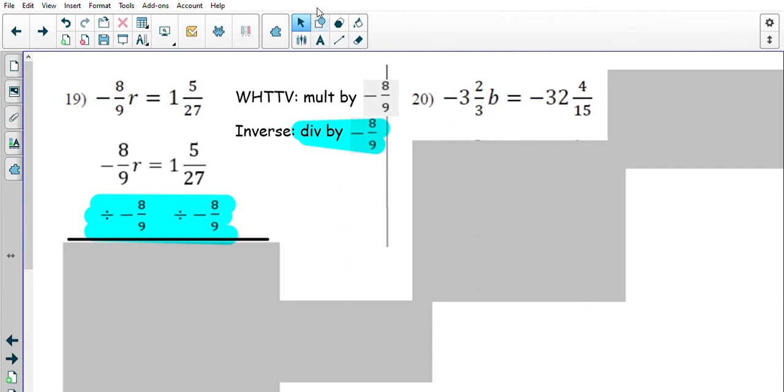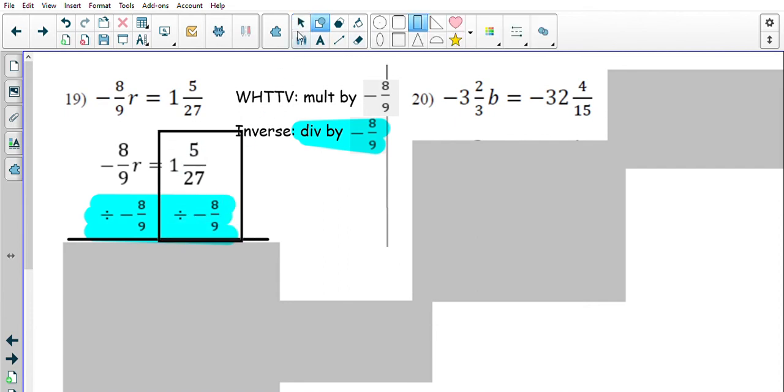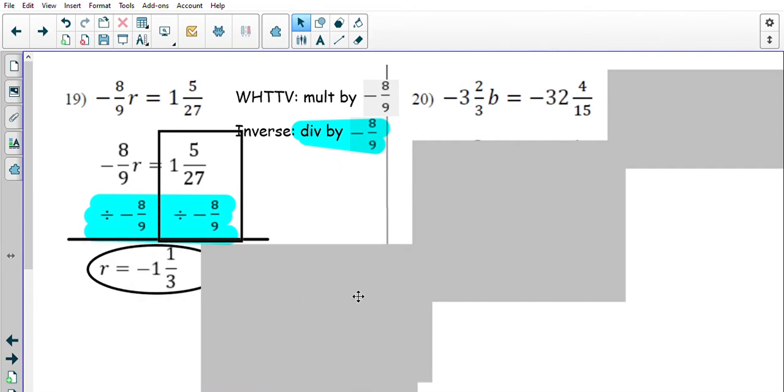So in your calculators, you should be plugging in 1 and 5/27 divided by -8/9, and you should get a solution of -1 and 1/3. So don't forget to double check that in your calculators. If your calculator gives you a mix or an improper fraction instead of a mixed number, just let me know and I can show you how to deal with that as well.